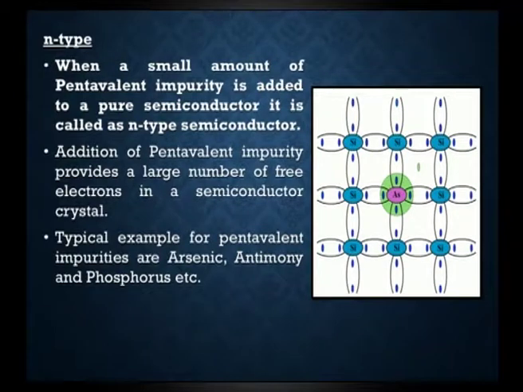Also, this impurity that is going to form a free electron is called a donor impurity, because it is going to donate an electron. That is why it is called a donor impurity.